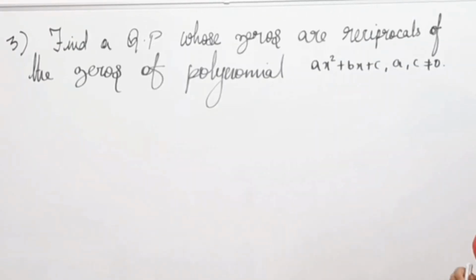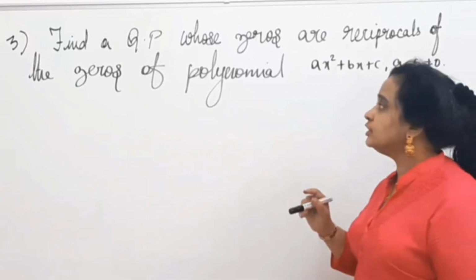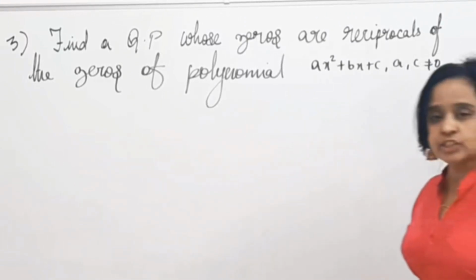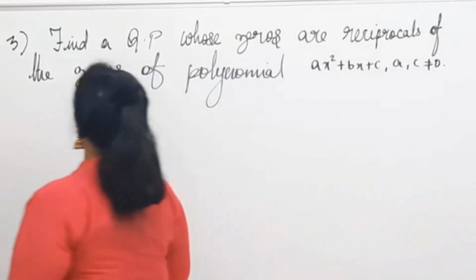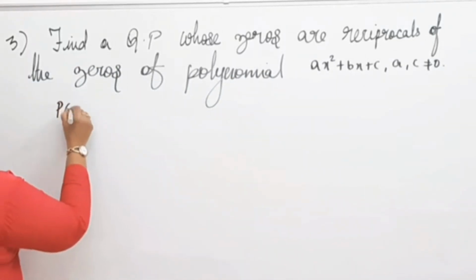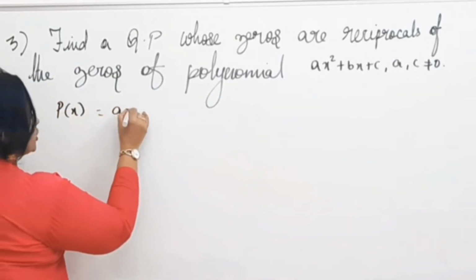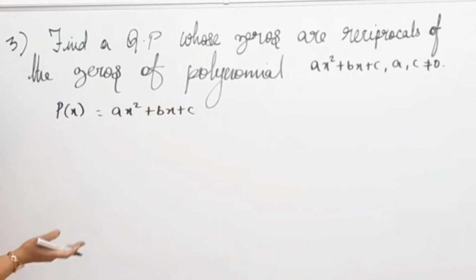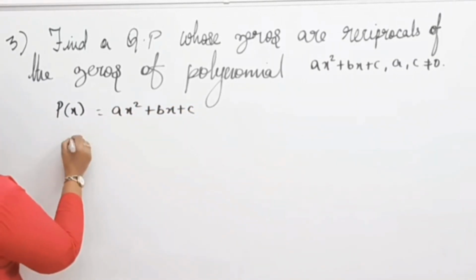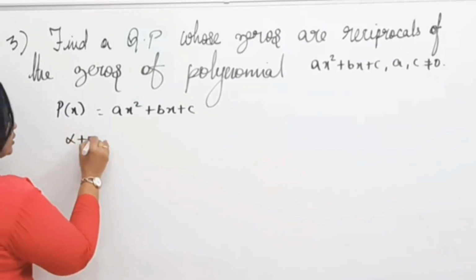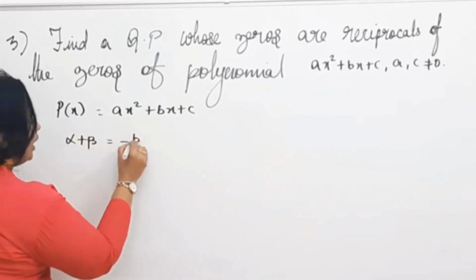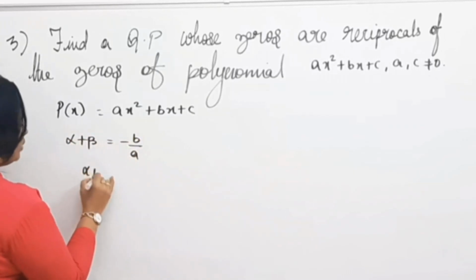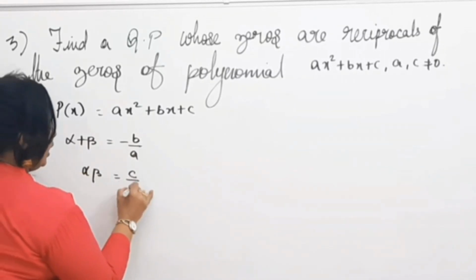Next question: find a quadratic polynomial whose zeros are reciprocals of the zeros of the polynomial ax squared plus bx plus c. And we know that p of x is given as ax squared plus bx plus c. You cannot find the factors. So I would go with alpha plus beta is equal to minus b by a, and alpha beta is equal to just c by a.